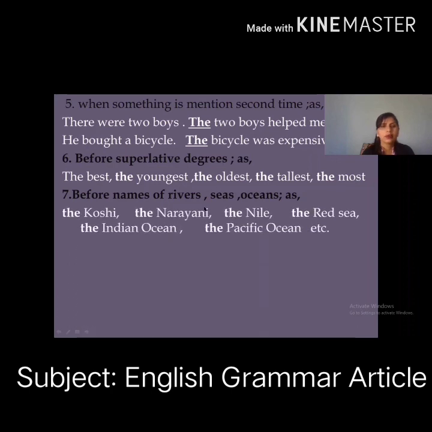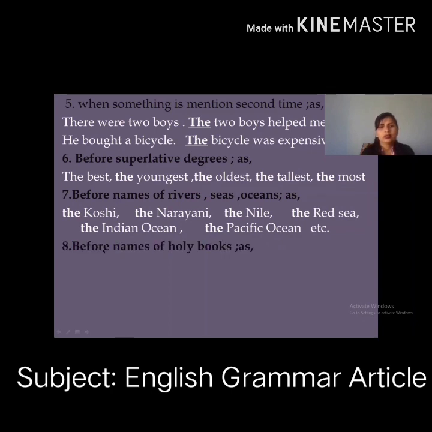The is used before names of rivers, seas, oceans. Look at the example. Kosi, Narayani, Nile. These are the names of the rivers. So we say the Kosi, the Narayani, the Nile. Similarly, name of the sea, the Red Sea. Name of the ocean. Before the name of the ocean, we have to use article the and say the Indian Ocean, the Pacific Ocean, similarly the Atlantic Ocean, etc.